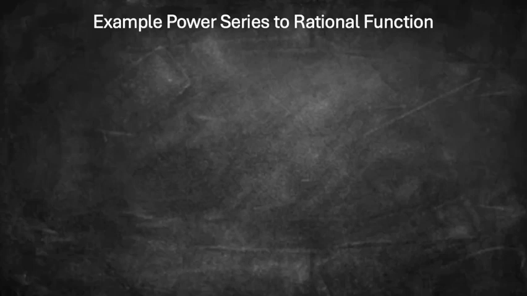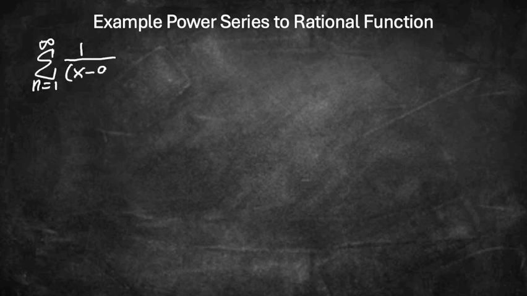In this example, we're going to look at how a power series can be rewritten as a rational function. So let's take a look at the series we'll be using. We're going to be looking at the series n equals 1 to infinity of 1 over the quantity of x minus 9 all raised to the power of 3n minus 1.